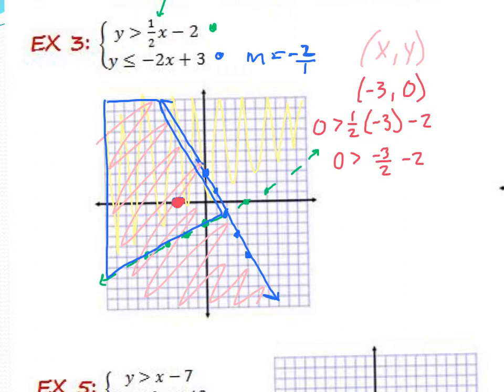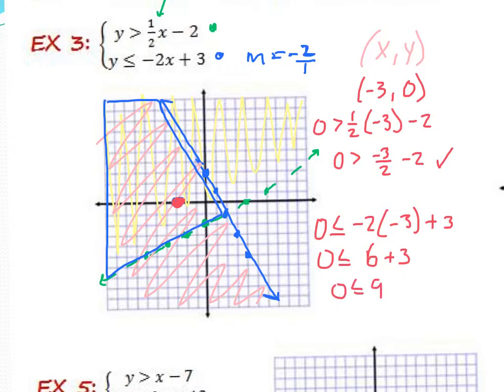So what ends up happening is this is going to be true, because 0 is going to be greater than that negative number. Okay, then if I choose the other equation and plug in 0 and negative 3, I would have 0 is less than or equal to negative 2 times negative 3 plus 3. Well, this gives me 0 is less than or equal to 6 plus 3. Well, that's 0 is less than or equal to 9. Well, hey, that's also true. So notice how this point of negative 3, 0 is a solution.